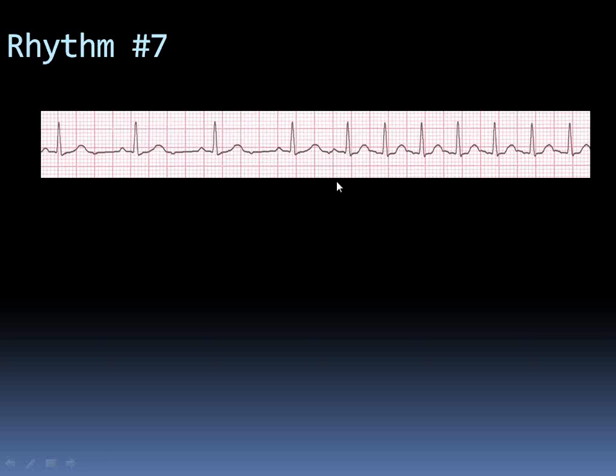Sinus rhythm with a P wave, no P waves. Heart rate is slow, heart rate is fast, and very, very regular. Okay?